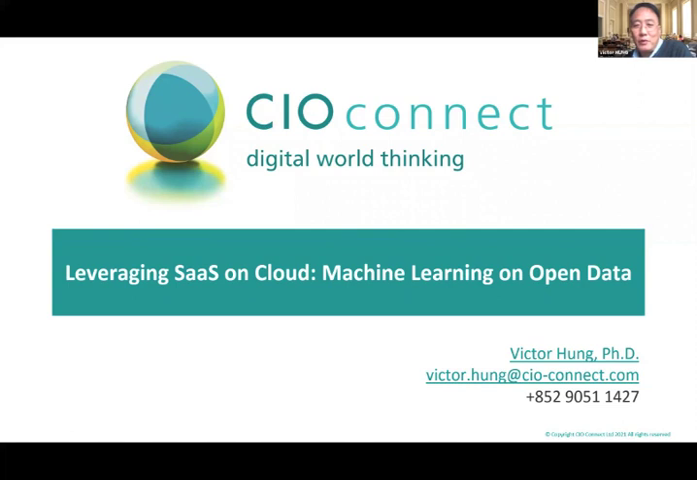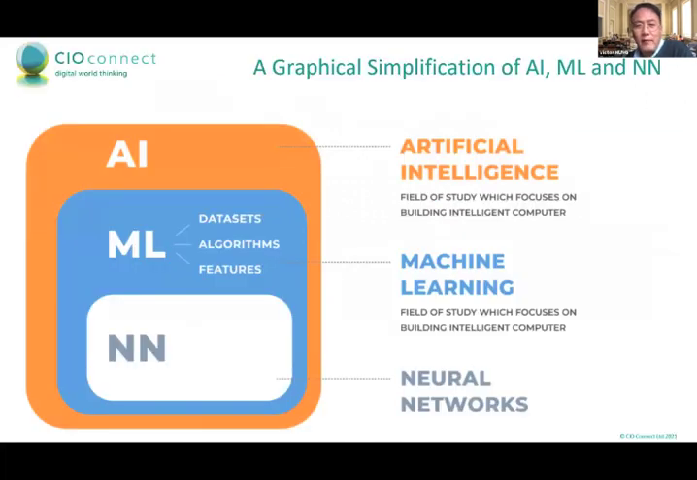Today we'll talk about machine learning on open data. What is artificial intelligence? Artificial intelligence is any technique which enables computers to mimic human behavior. Machine learning is a set of technologies in artificial intelligence study, what we call AI study. The main point of this technology is to provide the ability for the computer system to learn.